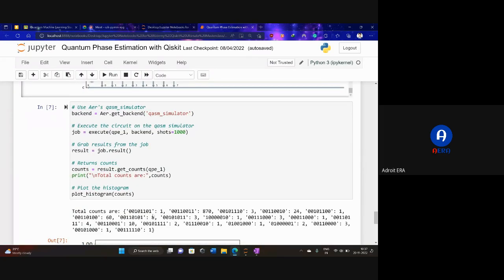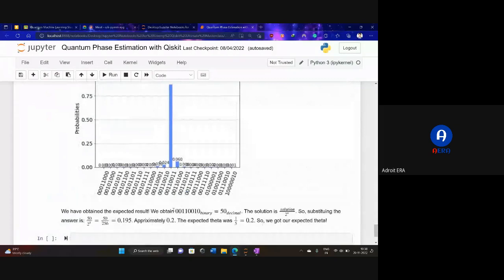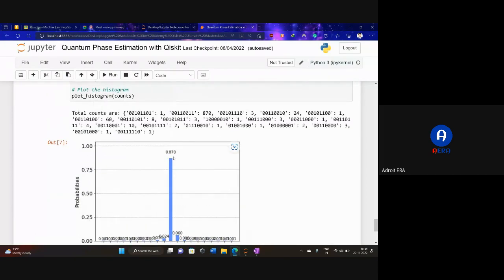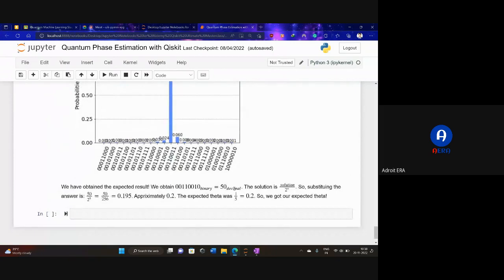So therefore we obtain the total counts. We plot the histogram for all the counts, and we see that for this binary value 00110010, we have achieved a higher probability of 0.87. That means 87%. Therefore we take that, and the solution is 50 decimal divided by 2 to the n. Therefore 50 divided by 2 to the 8, right? Because the first register has 8 qubits, right?